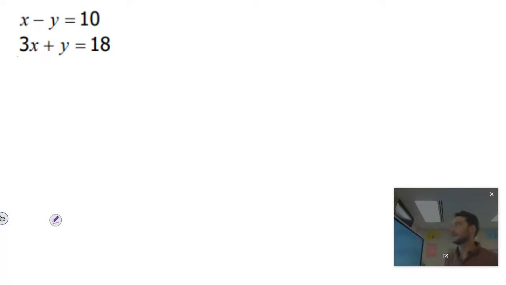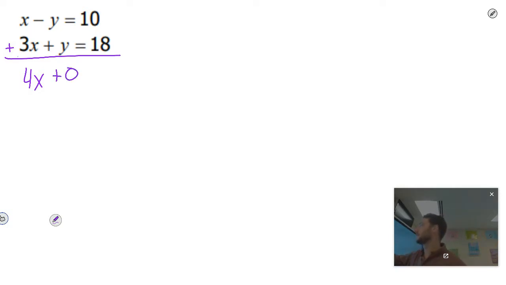These are also set up to go, so we'll add it in here. x plus 3x is 4x. Negative y plus a positive y is gone. 0. We could write plus 0, that's kind of what's happening. This is 0y, but nobody ever writes that because it's 0 times anything, and then we're just writing an extra chunk that we don't really need. So we don't write zeros in there. So 4x is equal to 10 plus 18, which is 28.